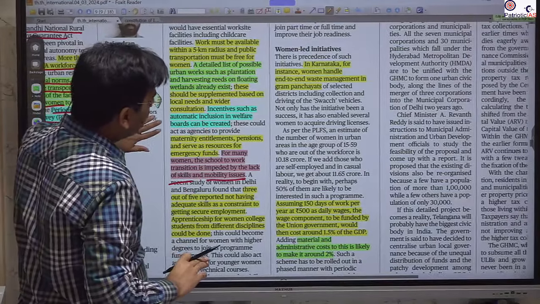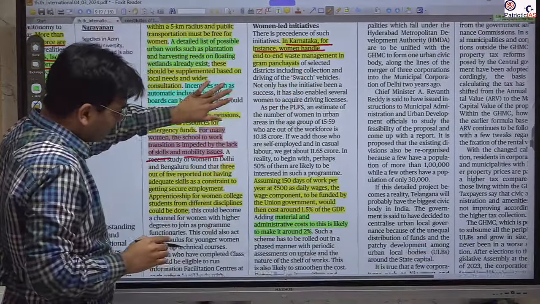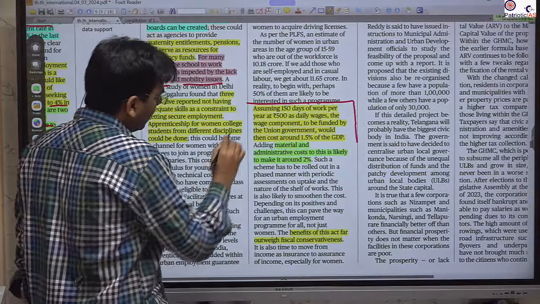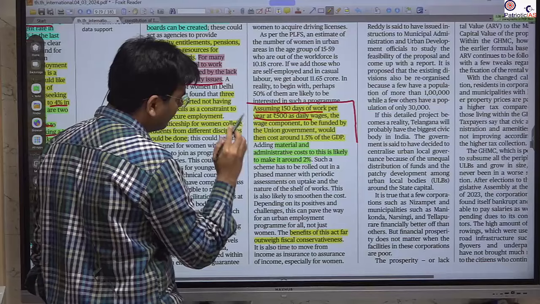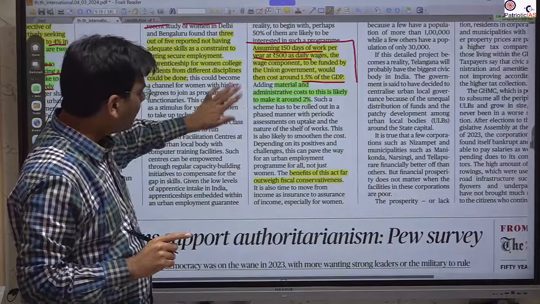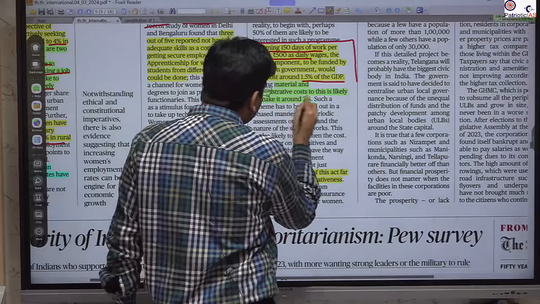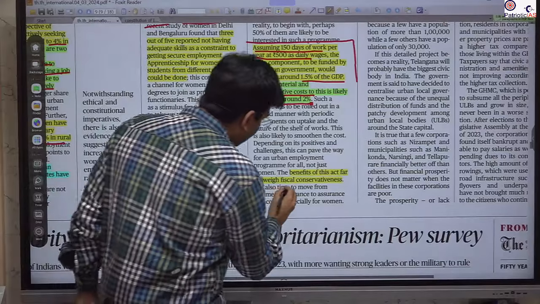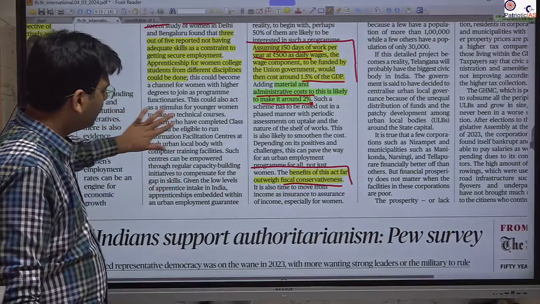So here it has mentioned one successful example of Karnataka, and it has given what the terms could be. It can be provided for 150 days at 500 rupees, and even in that condition it will be just 1.5% of the GDP. So it can be achievable, it can be feasible. Even if you add administrative cost, it will be just 2%, but the benefit of this act will outweigh the fiscal consideration and conservativeness. So all this it has mentioned.